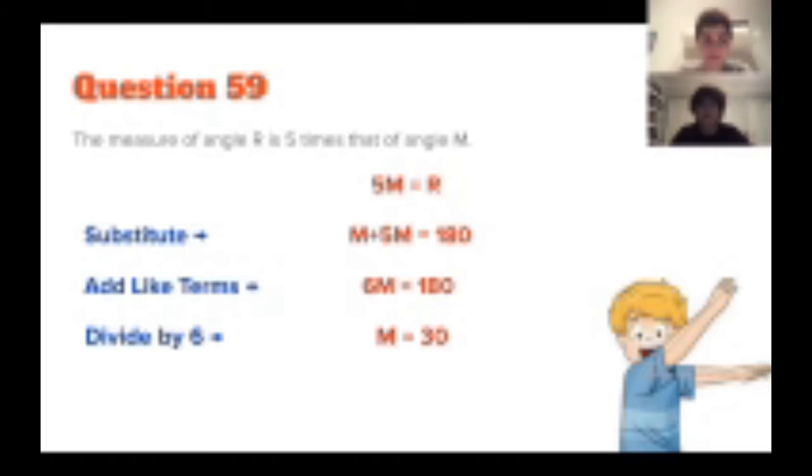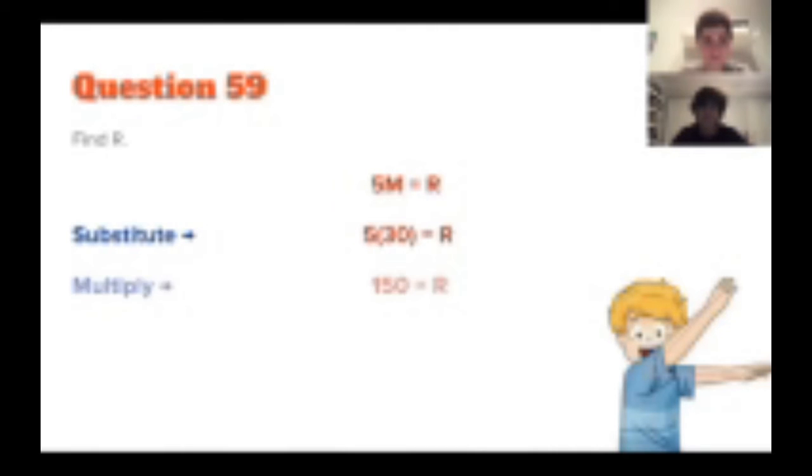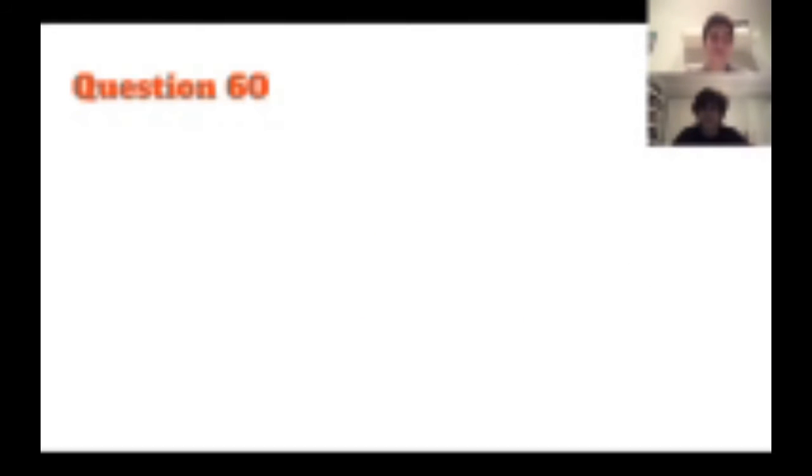Let's look back at what the question is asking. We're trying to find R, so let's substitute 30, the value of M, back into the equation for R. We get R equals 5 times 30, which is 150. Our answer is that the angle R is 150 degrees. Great job, everyone. Now let's move on to question 60.